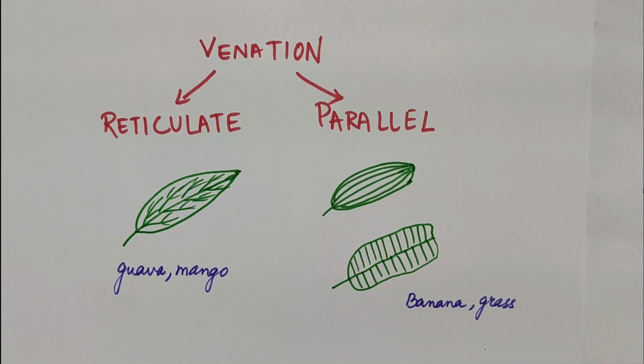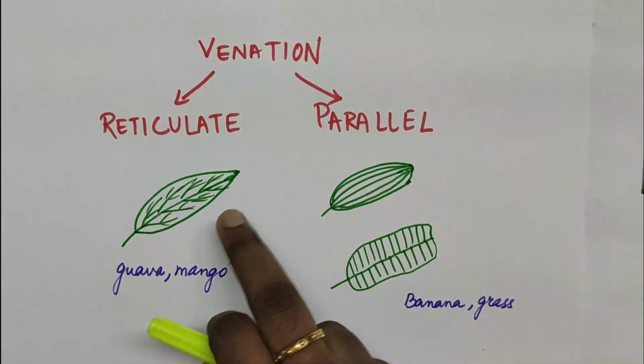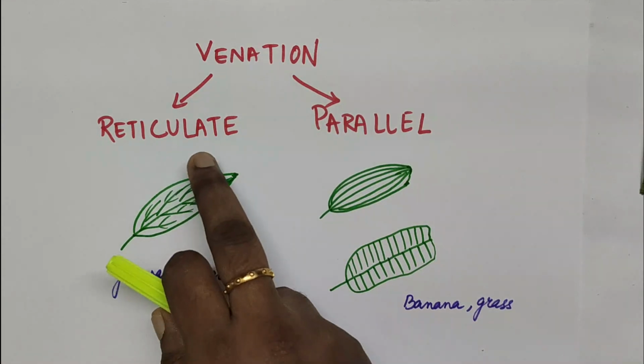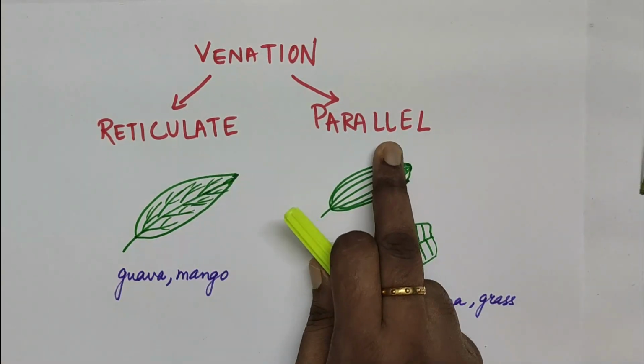Next we will be reading about the types of leaf venation. What is venation now? The arrangement of veins and veinlets on the lamina of a leaf is called venation. Now venation may be of two types. As you can see, it can be reticulate or it can be parallel.